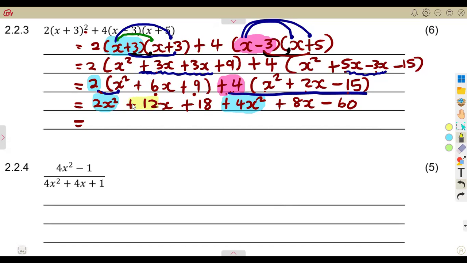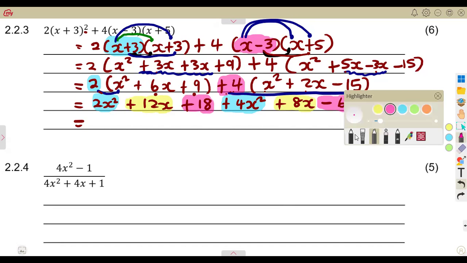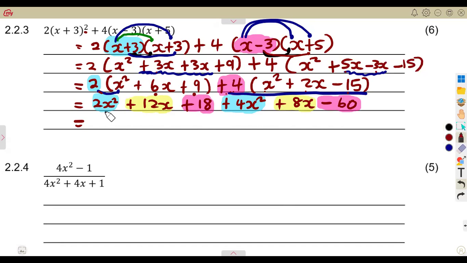The 12x here is a like term to the 8x. Add these together. The constants, 18 and the minus 60, you have to consider on their own. So that's it. So let's take the part of x squared. So it's 2x squared and 4x squared.